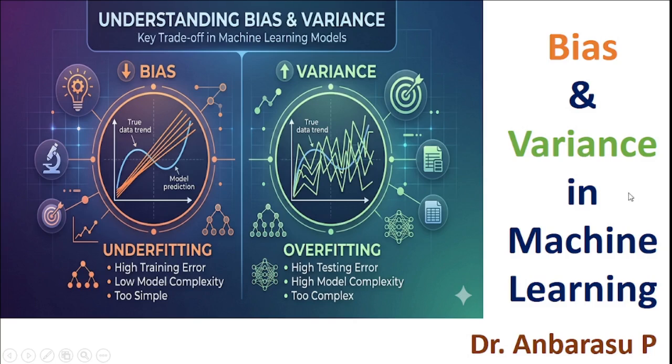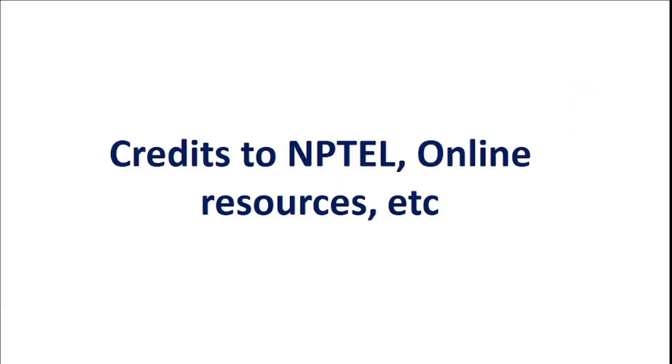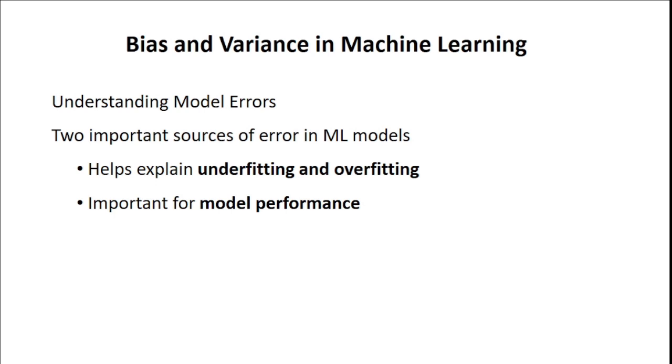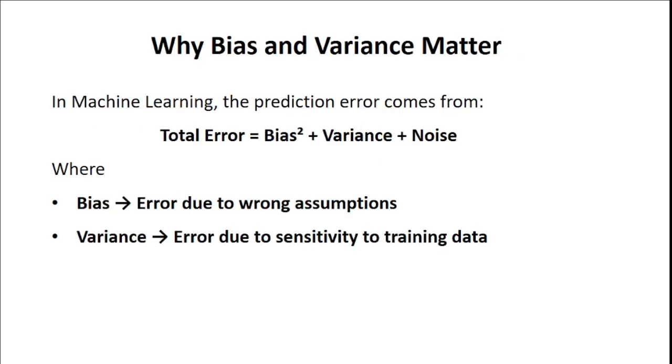Hello all, welcome back. In this session, we are going to discuss bias and variance in machine learning algorithms. Bias and variance are two important sources of error in machine learning. They help to explain the underfitting and overfitting issues and their importance for model performance. The total error is calculated as bias squared plus variance plus noise.